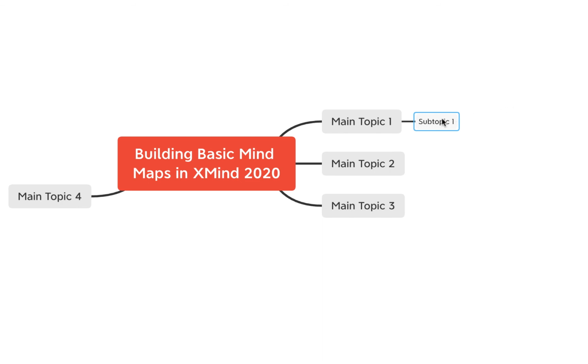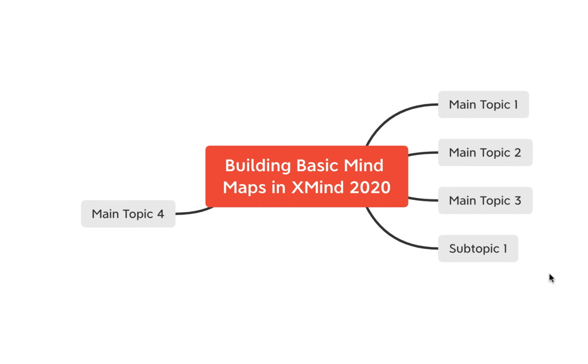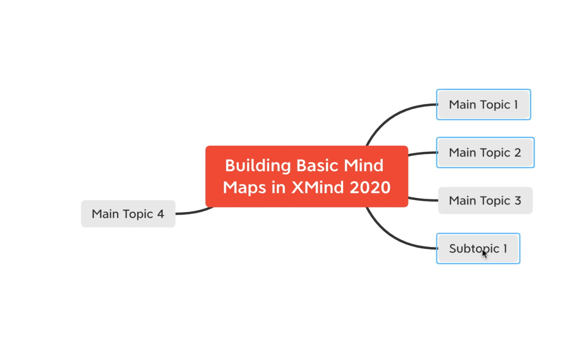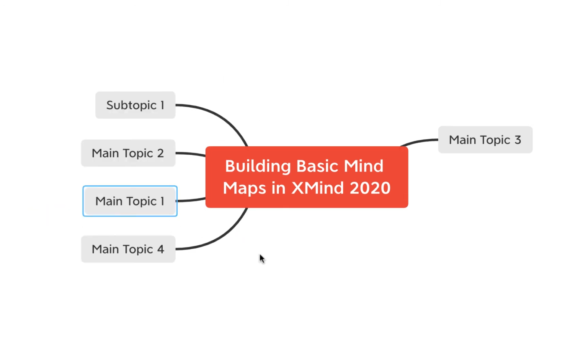To move topics around, you simply click and drag, and you'll see it's detached from main topic 1 and reattached to main topic 2, or I could make it into a main topic itself. If I wanted to move multiple topics at the same time, I can either click and drag to select multiple, or I can hold down Command or Control if you're on a PC, and select multiple topics at the same time, and then you'll see the same effect. If I move them, they will all move together.